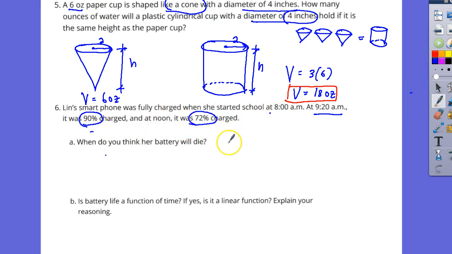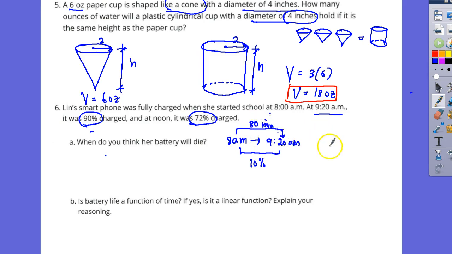So let's see, from 8 a.m. till 9:20 a.m., she used up how many percent? So it's down to 90. That means she used up 10%, right? And how many minutes had lapsed? Well, from 8 a.m. to 9:20 a.m., that's going to be 60 minutes plus 20. So that's going to be 80 minutes.